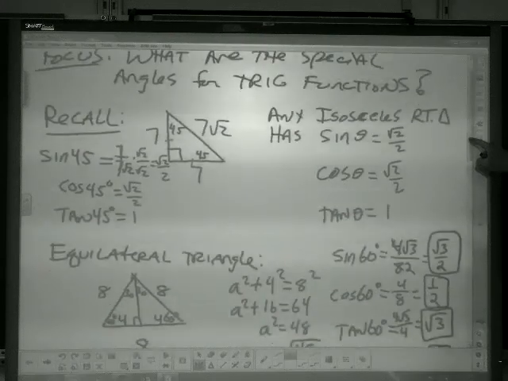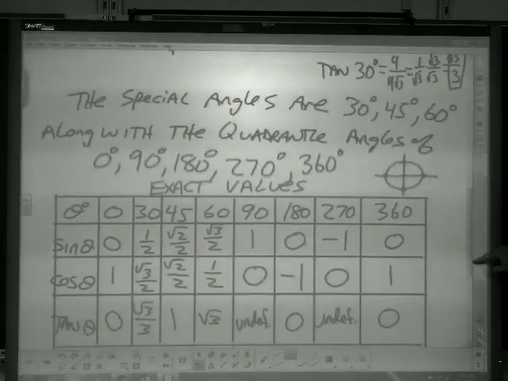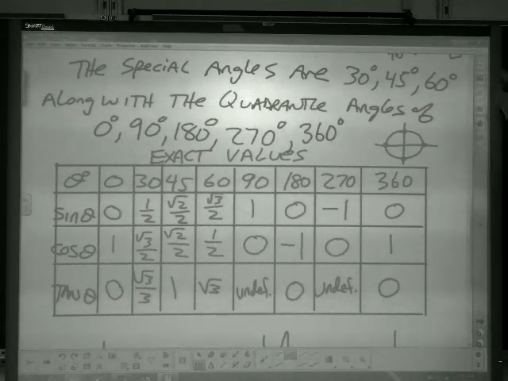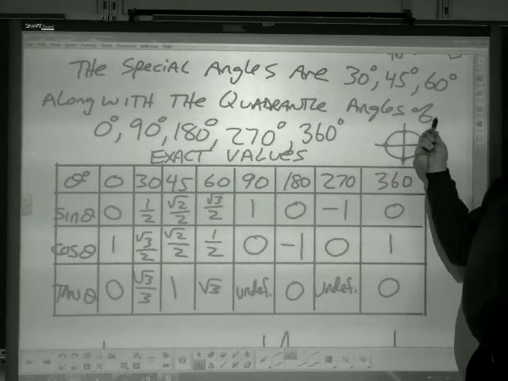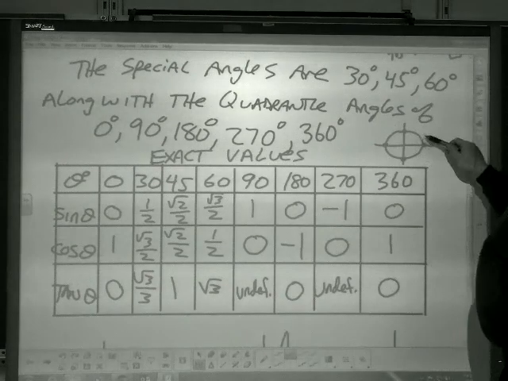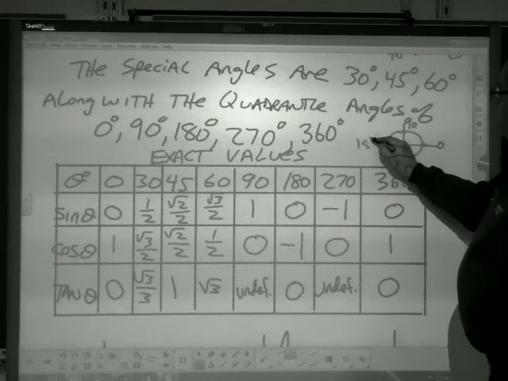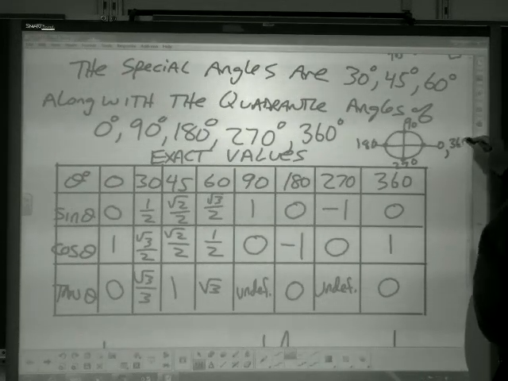So, again, what are the special angles for trig functions? Here they are. The special angles are 30, 45, and 60. We just had those with those triangles. Along with what we call the quadrantal angles, when I'm on the axes: 0, 90, 180, 270, and back again at 360.